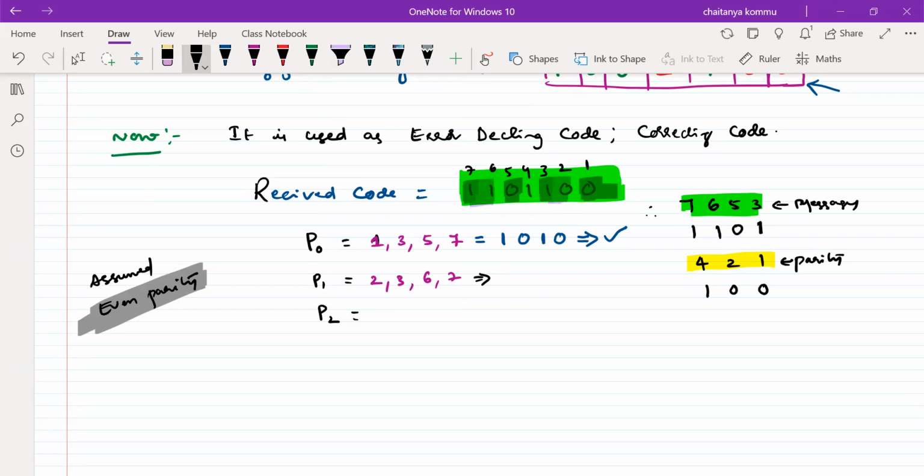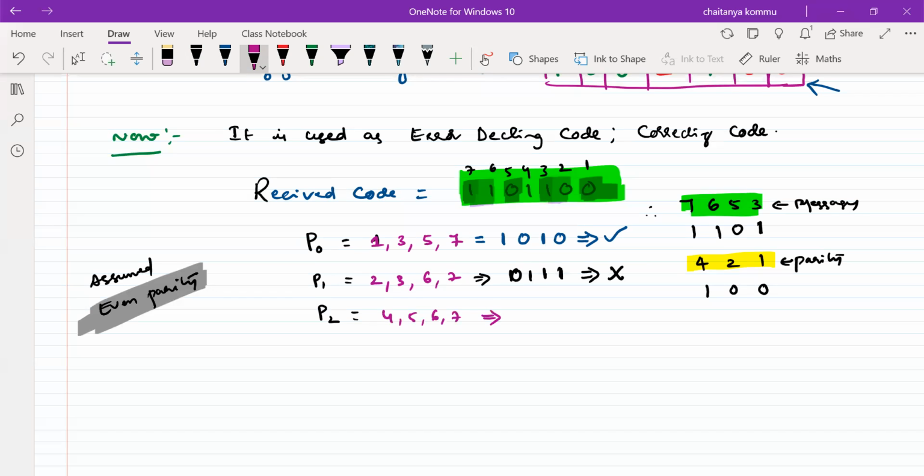This is 0, 1, 1, 1. Is it an even parity? No, it is not even parity. Therefore, there is a problem here. So immediately next one is 4, 5, 6, and 7.